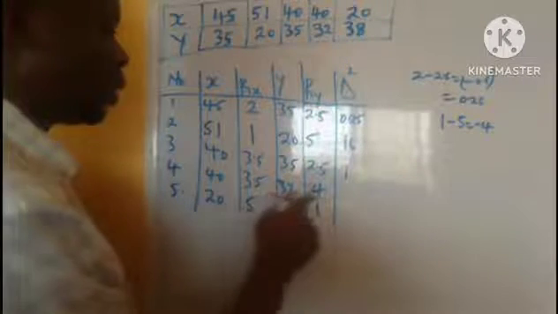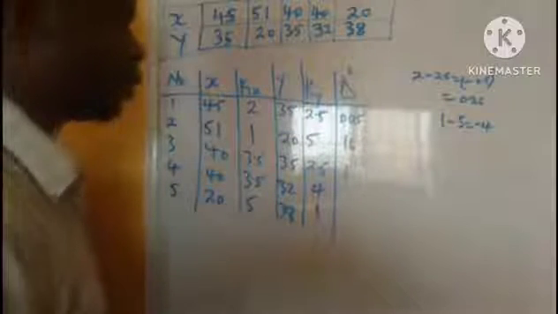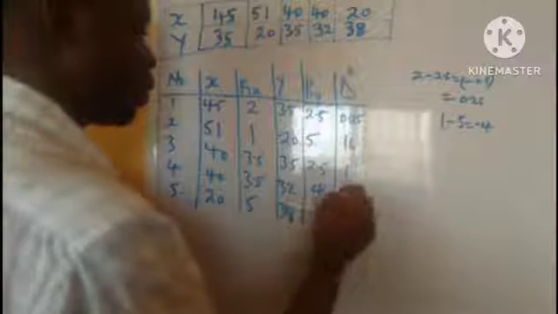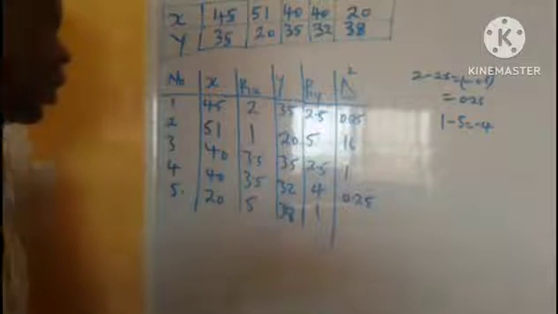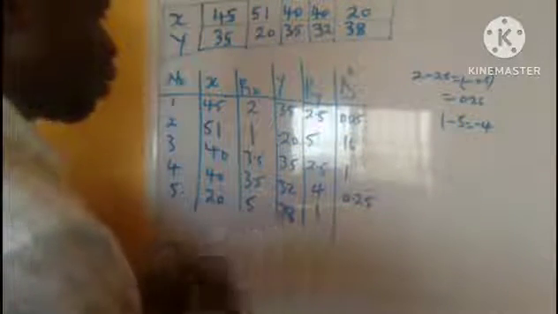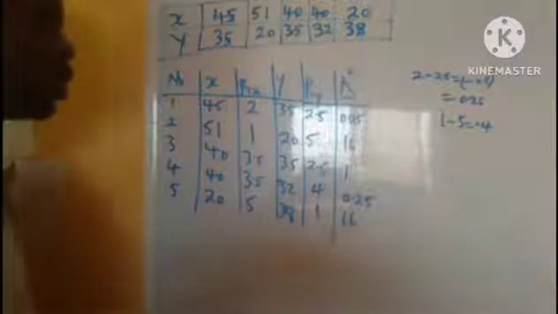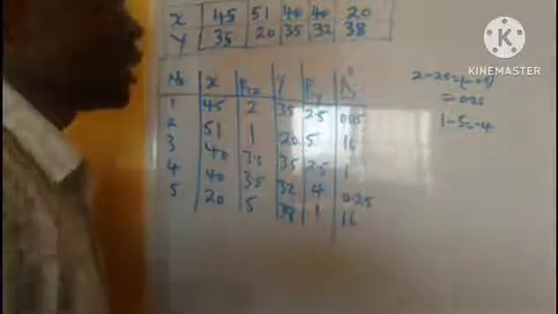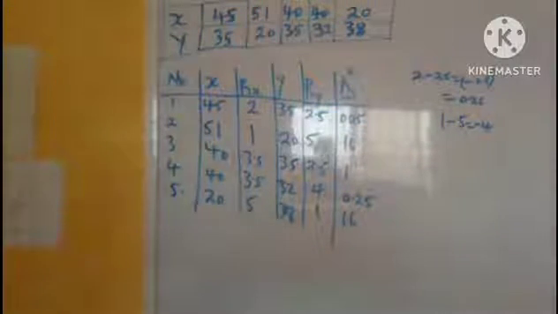Rank of x 3.5 minus 4 is going to be minus 0.5. Then minus 0.5 times minus 0.5 is going to give us 0.25. Do you understand? Then the last one, 5 minus 1 is 4. 4 times 4 is going to give us 16. That is rank of x minus rank of y. So do you understand that? Okay. Then we have our formula that we need to follow now.